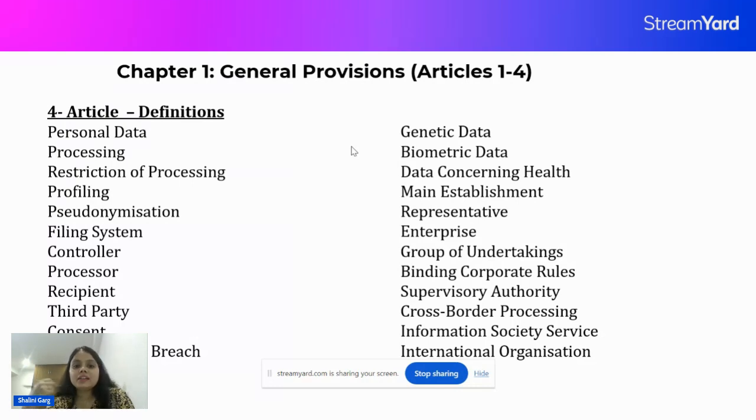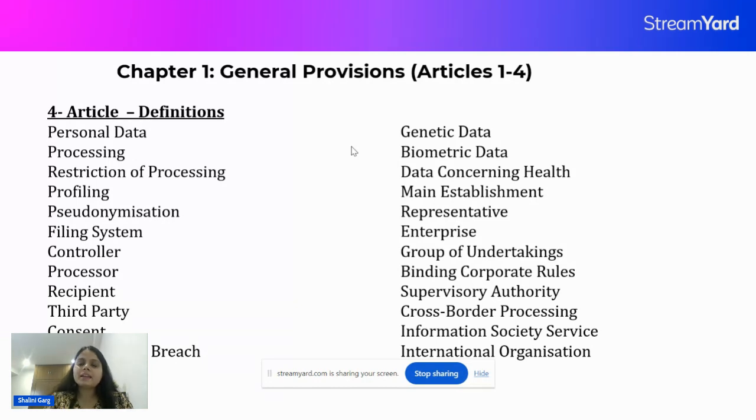Consent. We'll read consent in much more detail in the coming minutes, but consent should be freely given. It should not be by undue influence. It should not be by coercion. A law student should understand that. So it should be very freely given, and specific. The consent should be very specific: I'm giving consent for that purpose only. Apart from that, I'm not giving consent. So do not process my data apart from that for which I have given consent. It should be very specific in nature.